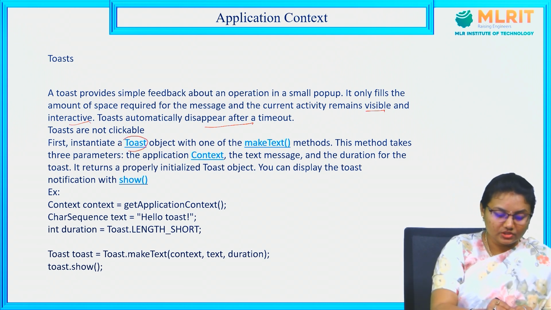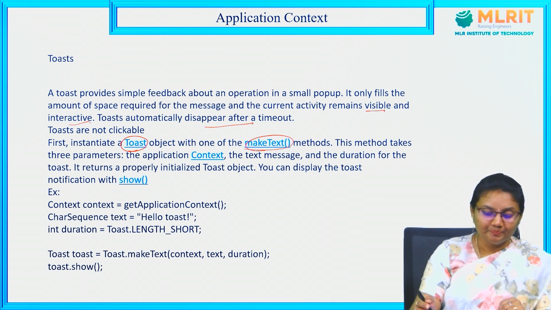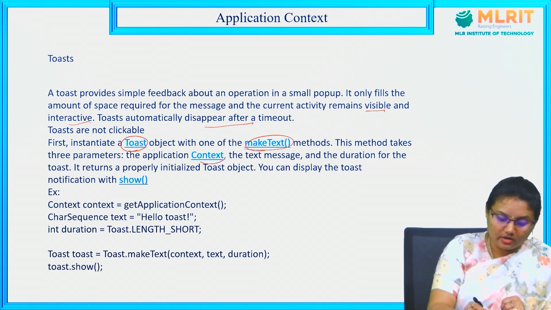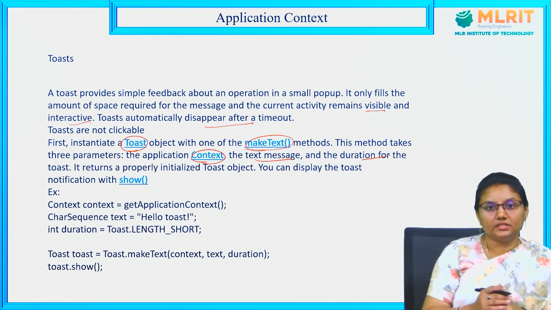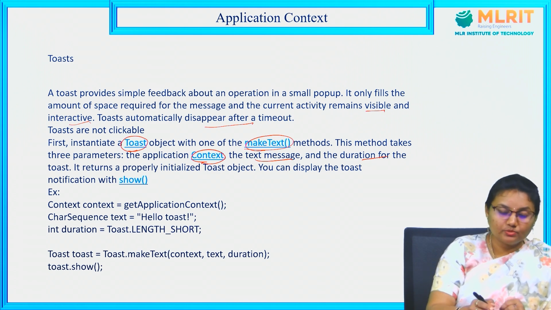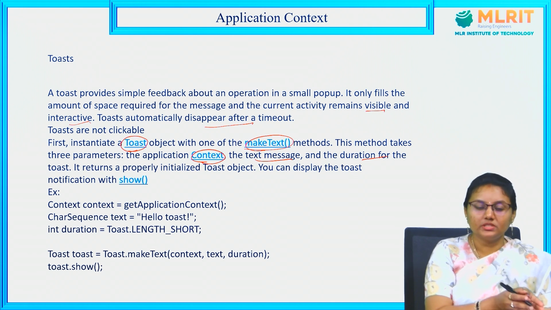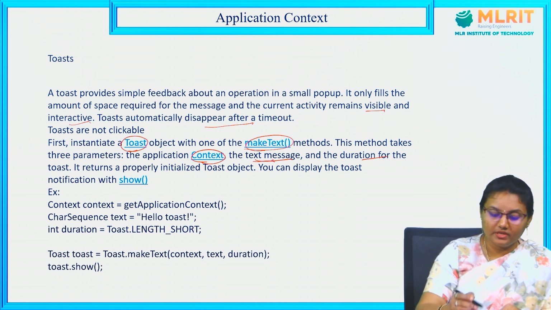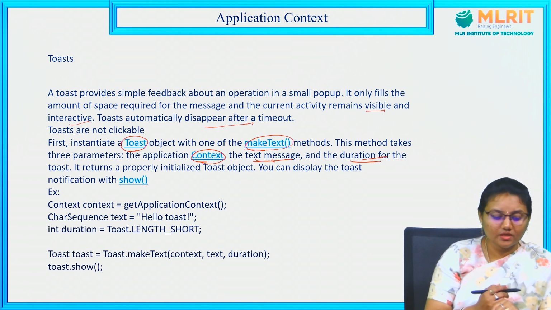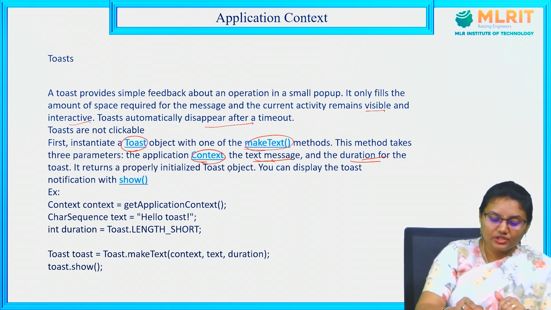So instantiate the Toast by using makeText, where you can give the text that needs to be displayed. This method takes three parameters: one is the application context, then the text message, then the duration. The application context tells which application this toast message needs to be displayed in. The message that you need to display will be given in the second parameter. The duration of the toast message gives you the time. Okay, so it returns the properly initialized toast object.